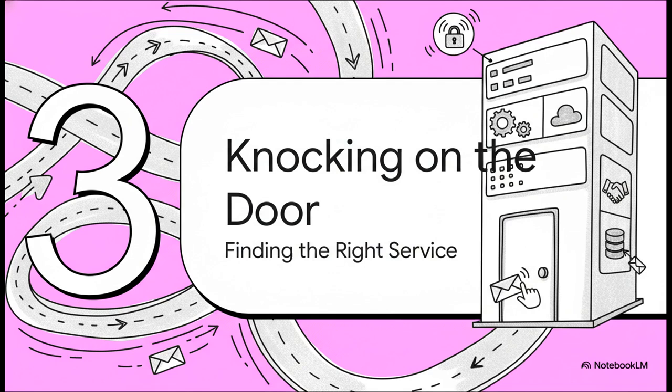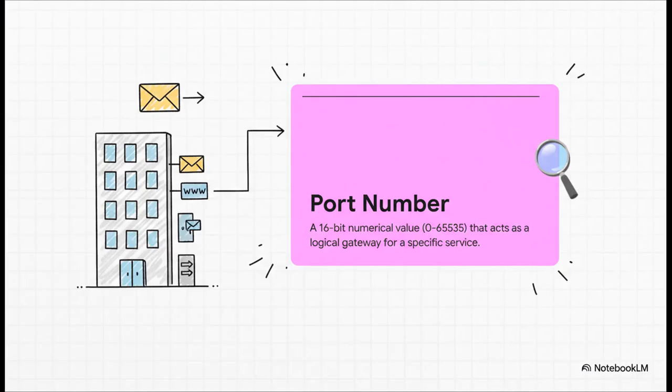It successfully navigated all the highways and byways of the internet, and it has arrived at the correct public IP address for the server. But its journey is not quite over. See, it's at the right building, but now it needs to find the right office or department inside. And that's where port numbers come in. If the IP address gets the packet to the right building, the server, then the port number gets it to the right apartment door, the specific app running on that server.